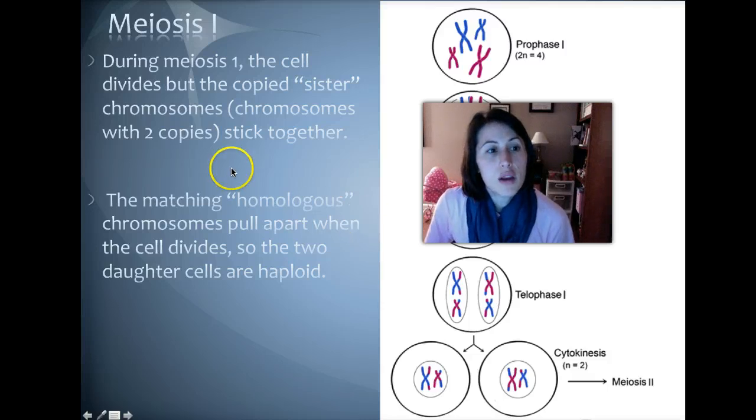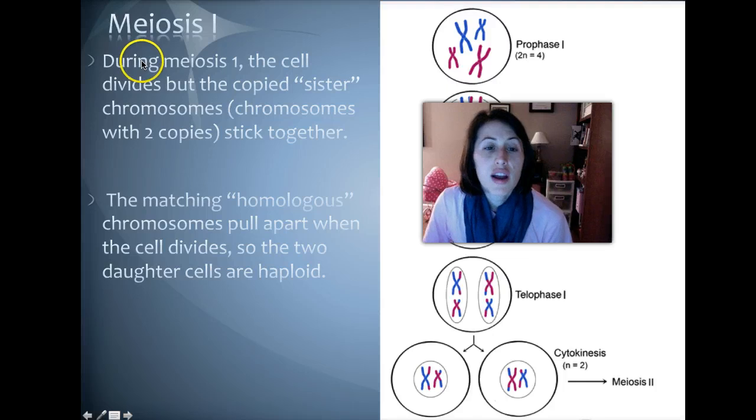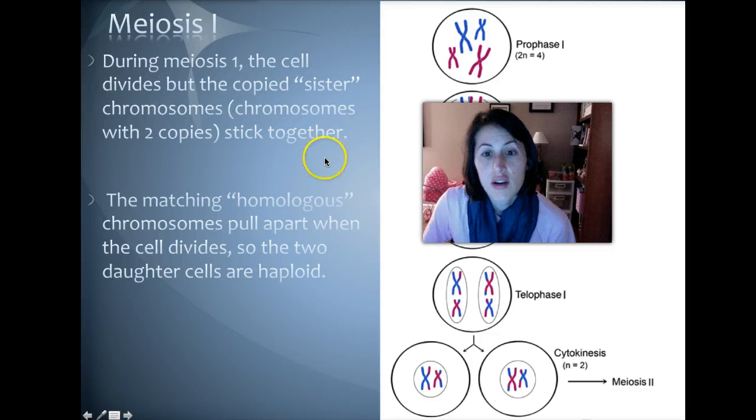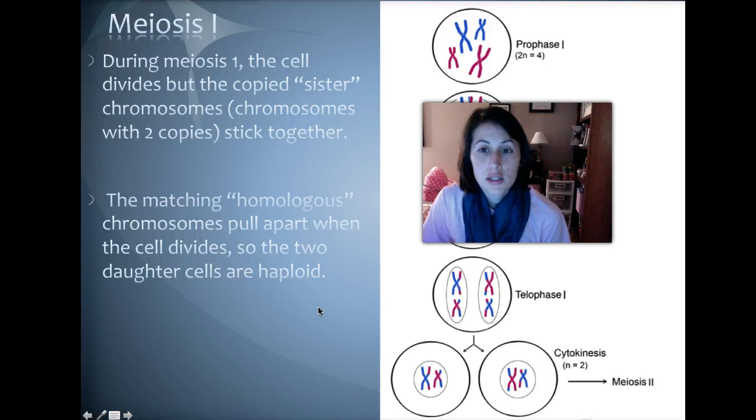So during meiosis 1, the cell divides, but the copied sister chromosomes, so chromosomes with 2 copies, stick together. So you can see here, here's one set of chromosomes that have identical copies, and here's another set of chromosomes that have identical copies, and at the end, they are still stuck together. However, you can see in these cells, we have 1, 2, 3, 4 sets of chromosomes in the original cell, and we only have 2 sets of chromosomes in the resulting cells.